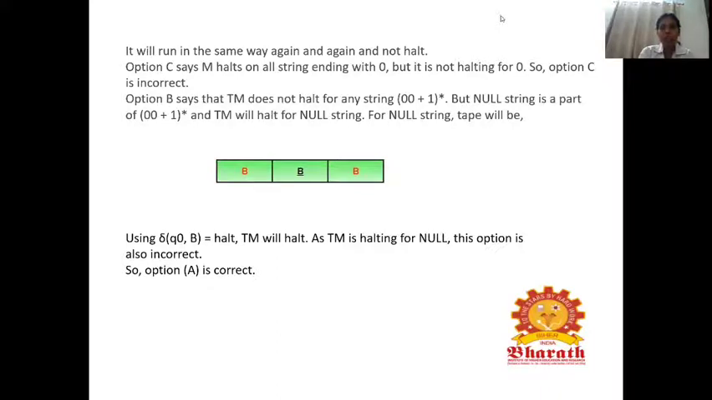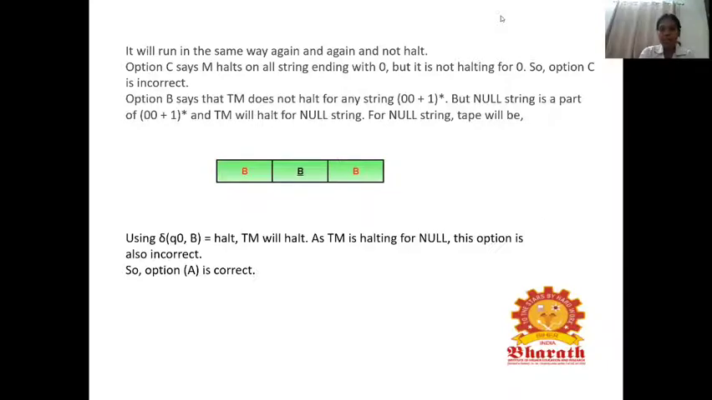Option 2, that is option B, says the Turing machine does not halt for any string. So it says that it does not halt for any string in 0, 0 plus 1. So we'll see whether it will halt. But the null string is a part of 0, 0 plus 1, and the Turing machine will halt for the null string. Yes, the Turing machine will halt for the null string.